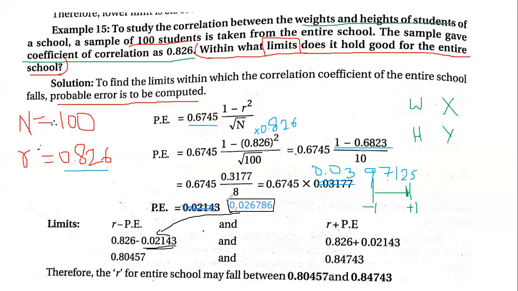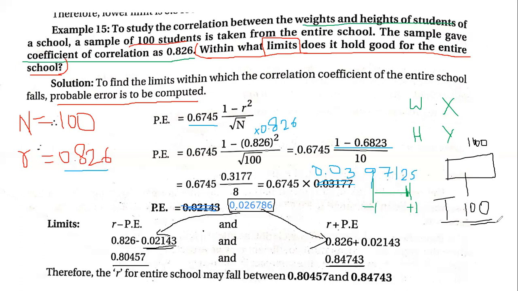Okay, so you're supposed to consider 0.026 and get the probable error. Again, add this value of probable error to 0.826 and get the limit. So therefore, R for the entire school, now understand this clearly. In the whole of school, I took one sample, or let's say sample number 1, as 100 students. Let's say this entire school has 1000 students. Out of 1000, I only considered 100 students and I did all this calculation which we saw.